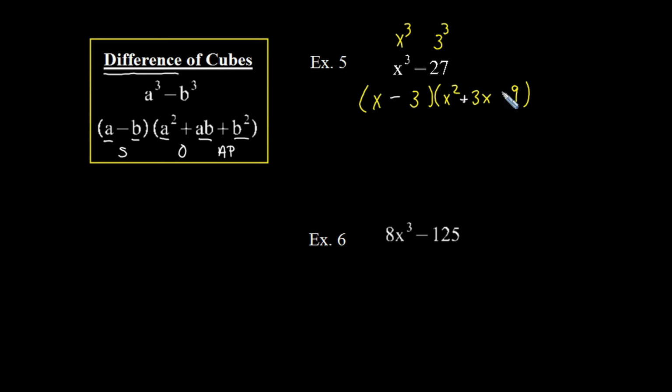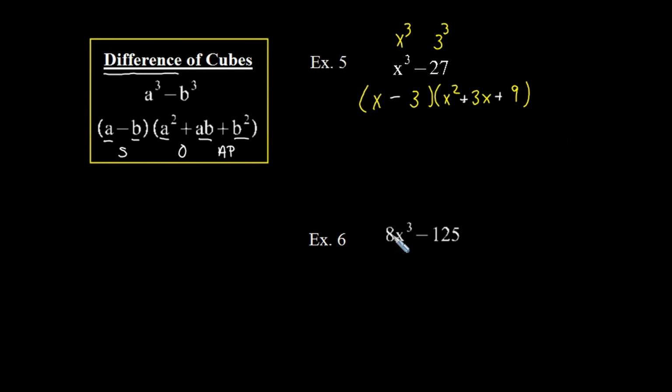Same, opposite, always positive. Now the only difference between x cubed minus 27 and x cubed plus 27 are these two signs right here. In x cubed plus 27, it would be plus, and this would be minus. The whole other process is exactly the same.